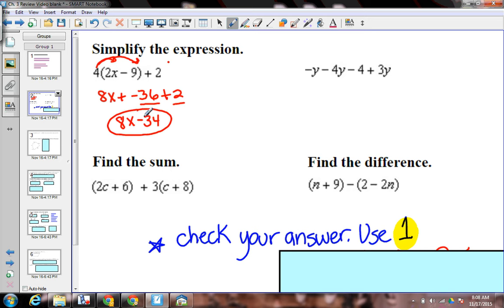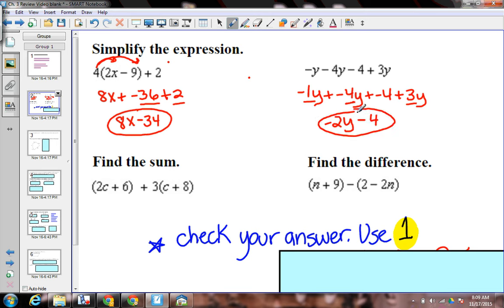Okay, next up, let's rewrite as addition. Let's put the 1 in to remind us. We have negative 1y plus negative 4y plus negative 4 plus 3y. Let's combine our like terms, all our y terms. We have 3 of them. Negative 1 and negative 4 is negative 5y, and then we add that to 3y. We have negative 2y. And then we only have one constant, so that stays the same. Try to rewrite it as subtraction.